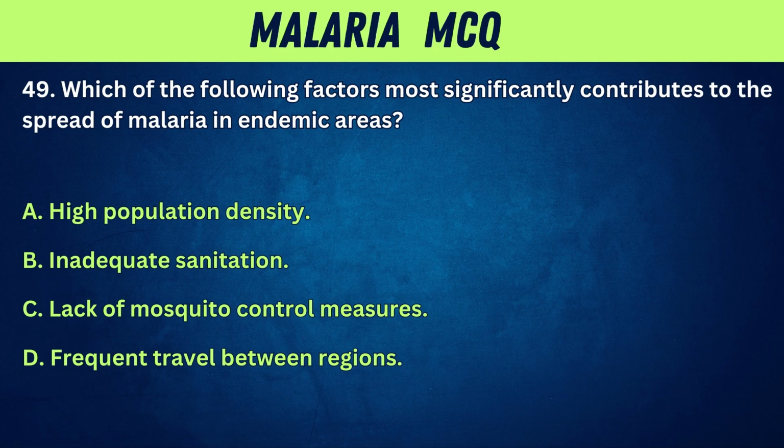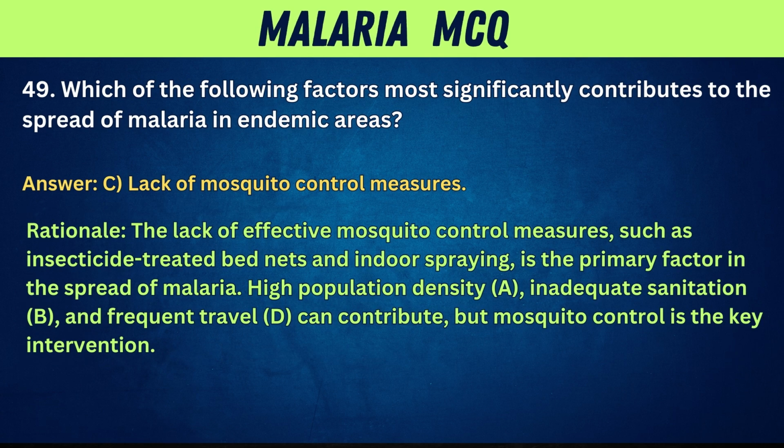49. Which of the following factors most significantly contributes to the spread of malaria in endemic areas? A. High population density. B. Inadequate sanitation. C. Lack of mosquito control measures. D. Frequent travel between regions. Answer: C. Lack of mosquito control measures.